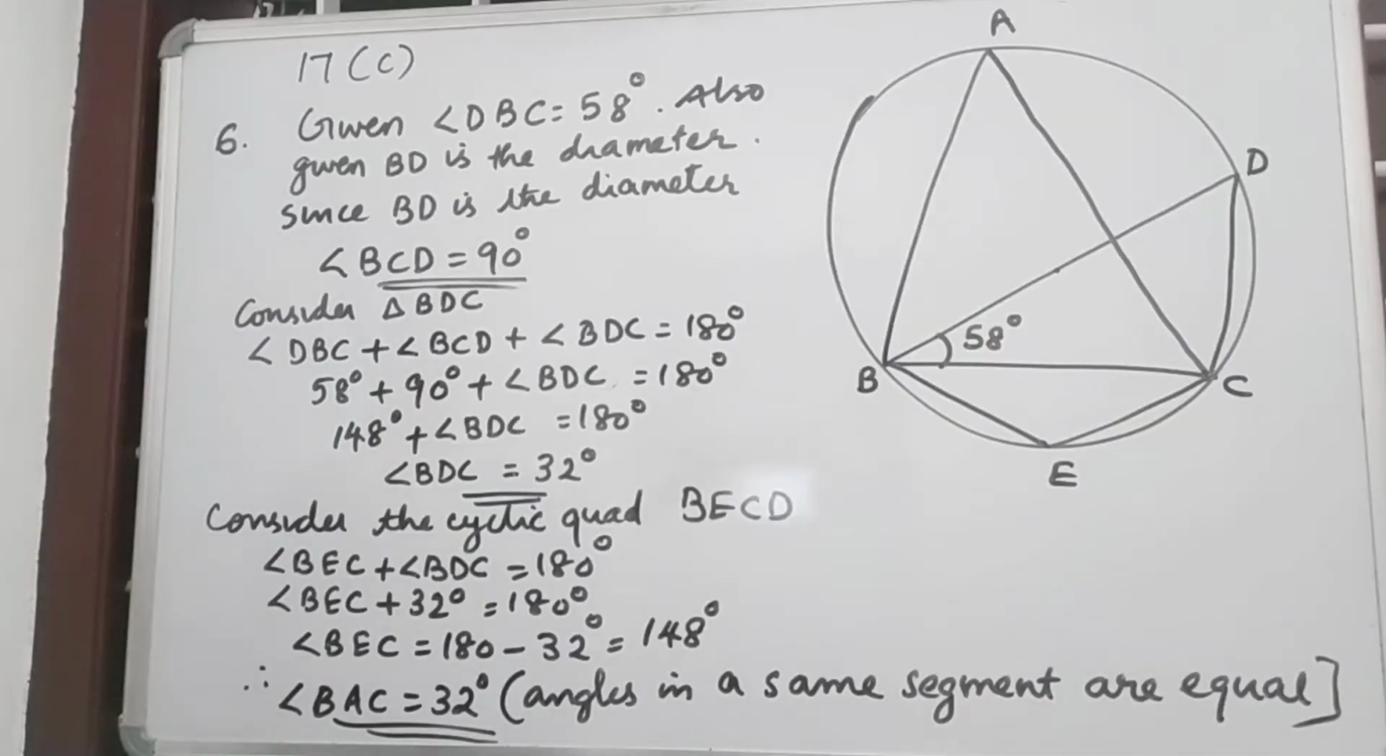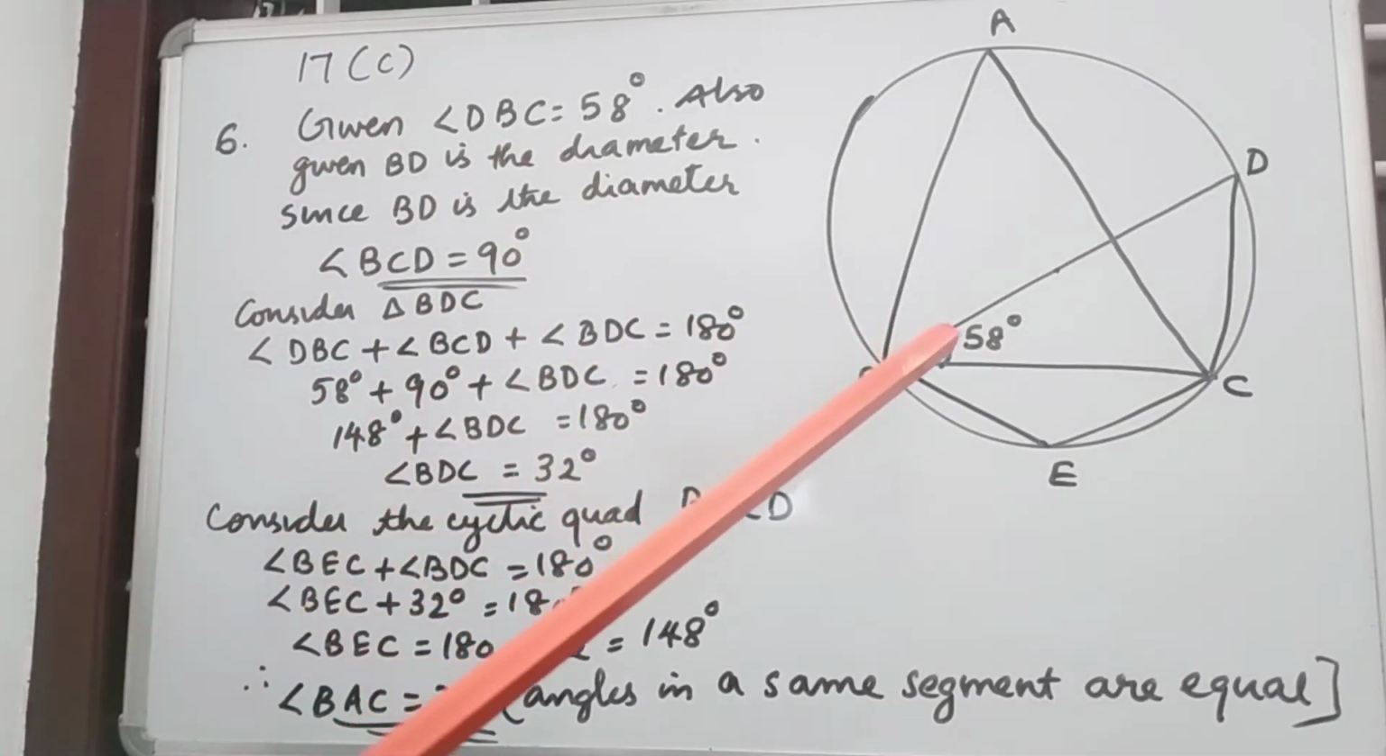Next question number 6. In the figure, angle DBC is equal to 58 degree. BD is a diameter of the circle. Calculate first angle BDC, second angle BEC, third angle BAC. Given DBC is equal to 58 degree. Also given BD is the diameter.